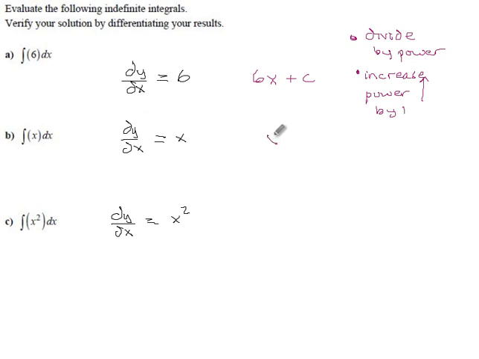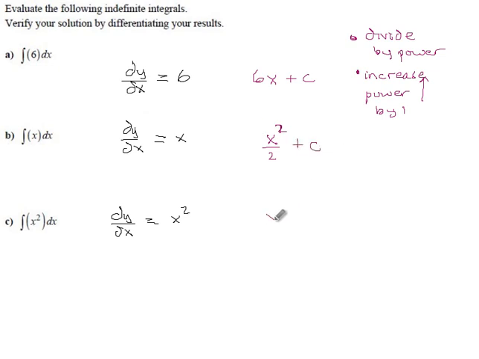Here we have the derivative is x to the 1 to start with. Increase the power by 1. Now you have x squared. And divide by the new power. So you can either put this over 2 or you can write a 1/2 in front of it. And that is indeed our antiderivative, so it worked again.